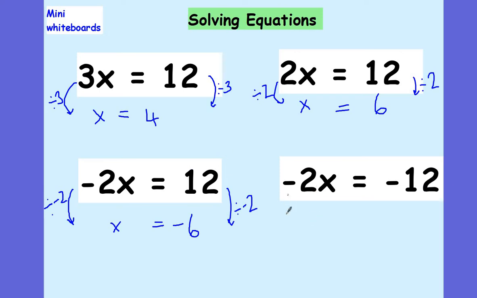And on this side, I've got negative 2x equals negative 12. So in the same way, I'm dividing by negative 2. A negative divided by a negative is going to give me a positive. So I get plus 6. Let's double check it. Is negative 2 times positive 6 negative 12? Yes, it is. My answer is correct.